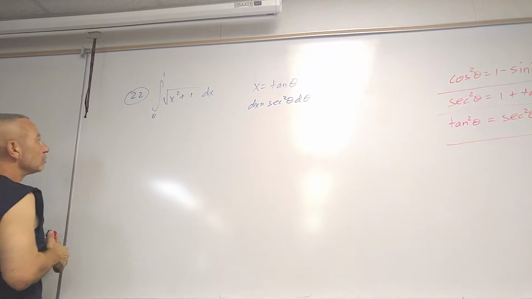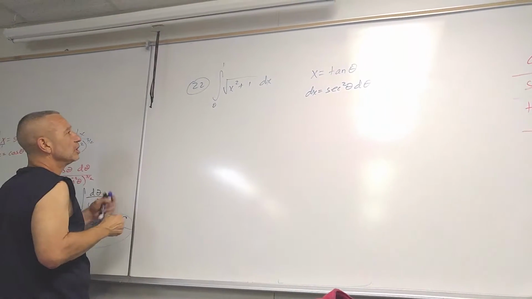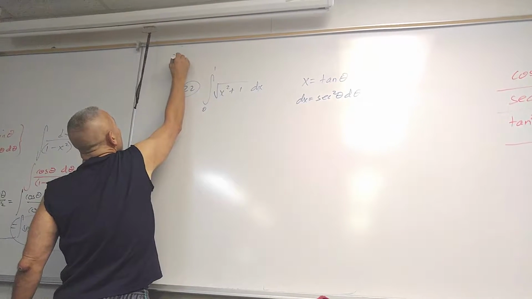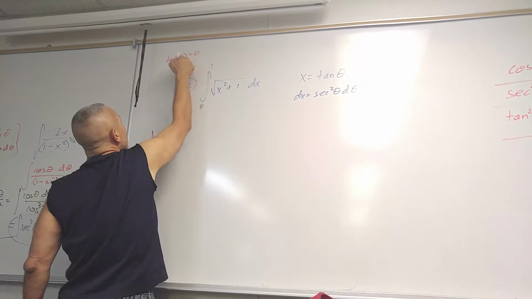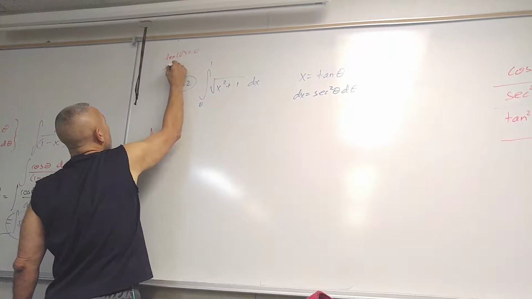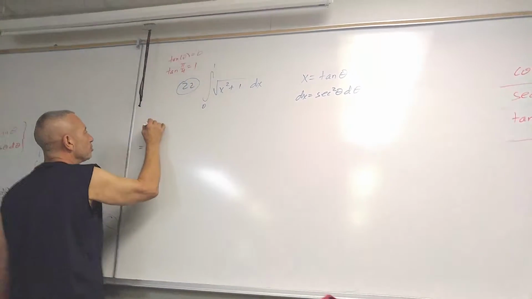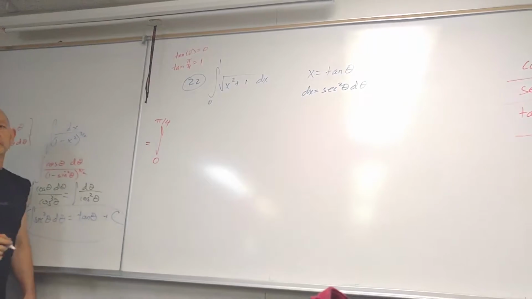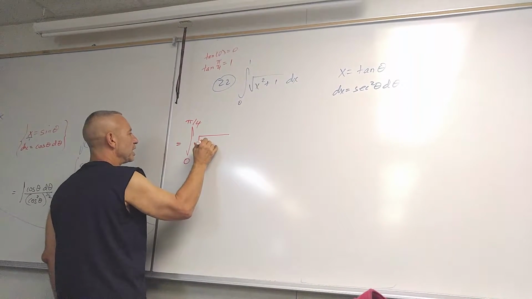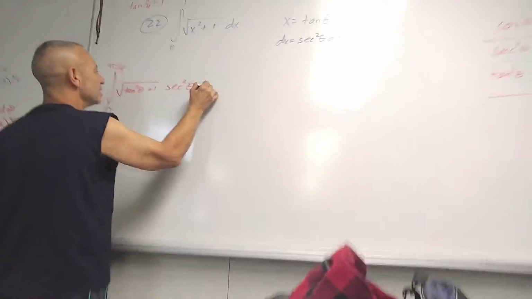Okay. So, oh my goodness, new limits of integration. When x is 0, well, the tangent of 0 is 0. So when x is 0, theta is 0. Well, what about 1? The tangent of pi over 4 is 1. So when x is 1, theta is pi over 4. Square root. x is tangent, so tan squared theta plus 1. dx is secant squared theta d theta.